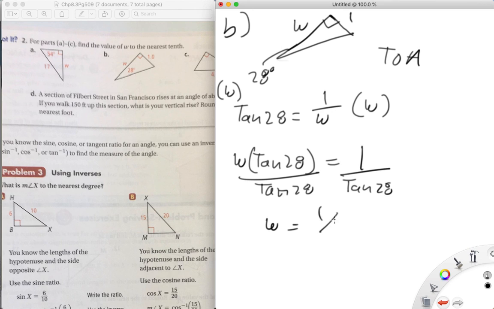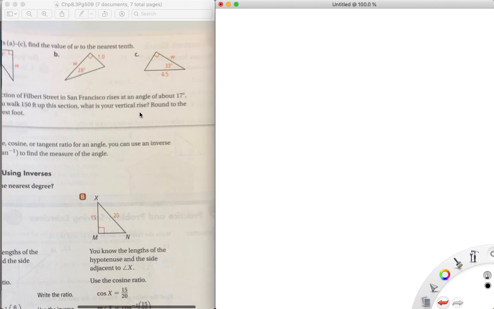So when I set this up, it's going to be 1 divided by, and then put in parentheses, tangent of 28. And that gives me 1.88. And I feel good about that because that should be bigger than 1. But it should be less than this guy. Alright, good.